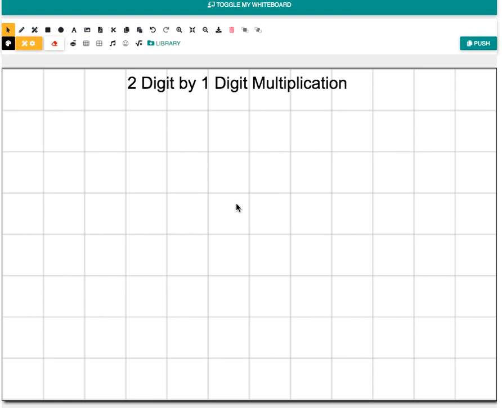Focusing on 2-digit by 1-digit multiplication. We actually started it last week. I just wanted to post a video with the different strategies we use. The students can use whichever one they want as long as they can solve it using one of the strategies.